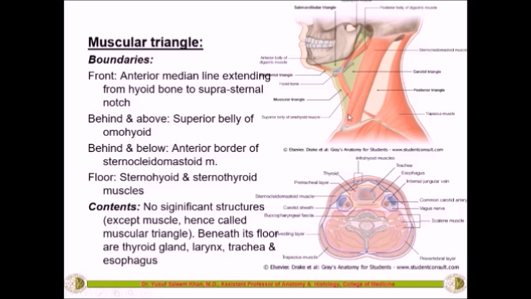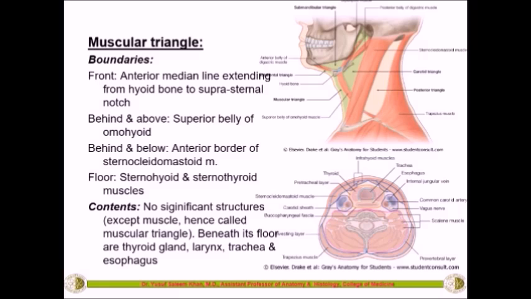Then behind and below on the other side we have this muscle. This is called the sternocleidomastoid, the anterior border of the sternocleidomastoid muscle. So these are the boundaries of the muscular triangle. In the front we have the midline structures of the neck. Behind and above we have the superior belly of omohyoid. Behind and below we have the inferior belly of the omohyoid muscle. So these are some of the important contents of this muscular triangle.